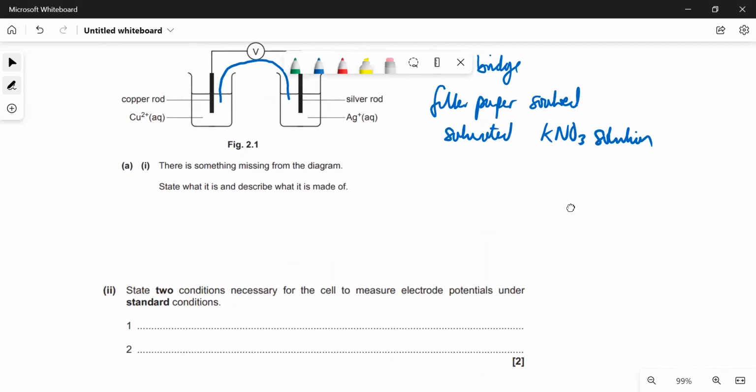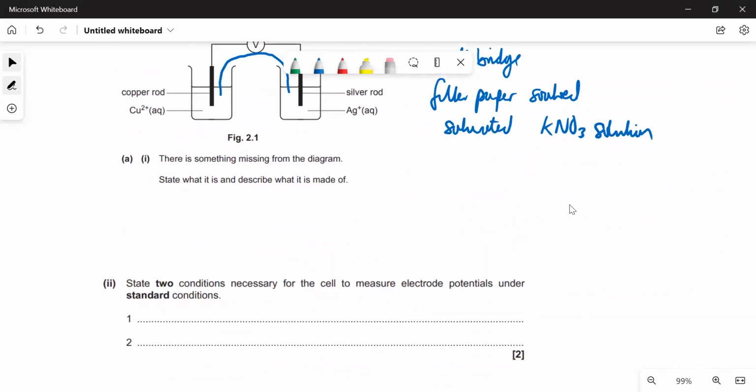Okay, 2 conditions necessary for the cell to measure electropotential under standard conditions. Right, so you want all ions to be at a concentration of 1 mole per decimeter cubed. And there's no gases involved here, so I won't say 1 atmosphere pressure. I'd say instead 298 Kelvin. Okay, that should be the temperature.